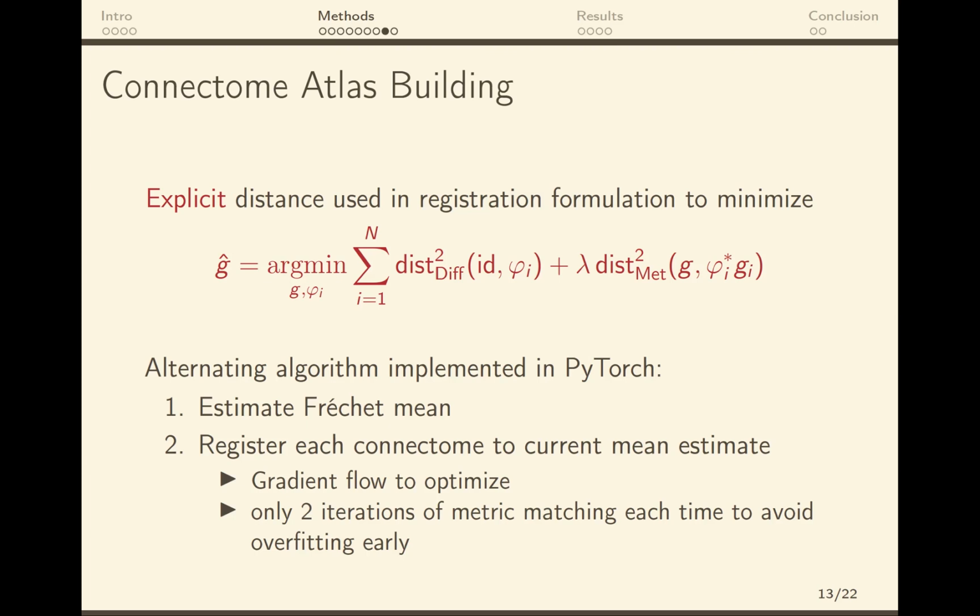To update the diffeomorphisms, we register each connectome to the current estimate of the mean by running metric registration. The metric matching is a gradient flow optimization where we compute the push forward phi star G1, calculate the Ebin energy between G0 and phi star G1, and then use PyTorch's automatic differentiation to help compute the gradient used to update the estimate for the diffeomorphism phi. Now we only do 2 iterations of metric matching for each step so that we don't overfit to early estimates of the atlas.